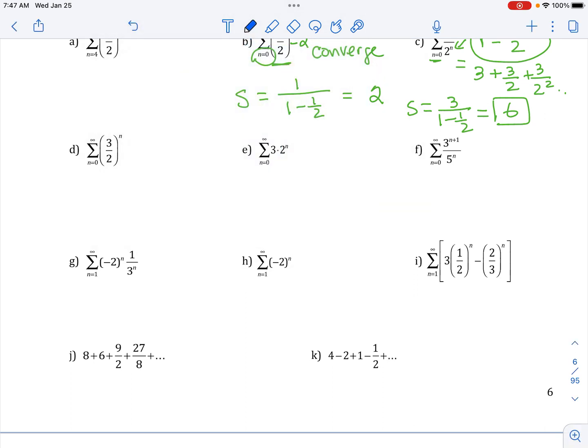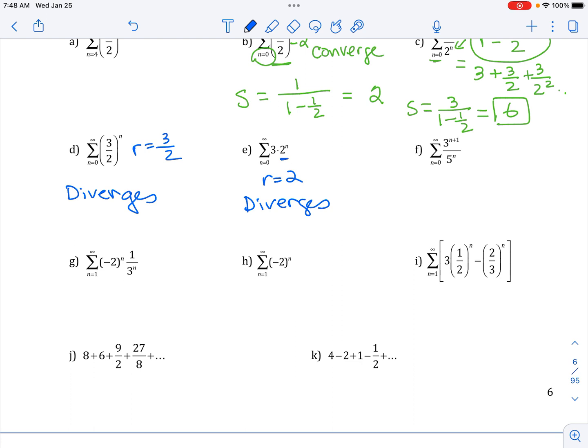Okay, the next one, notice here your R is 3/2. The whole thing is being raised to the nth power. This number is bigger than 1, so these numbers are just going to get bigger and bigger, so there is not going to be a sum. So we just say it diverges. If it diverges, there can't be a sum, so that's it. Here, your R is 2, so again, the absolute value is bigger than 1, so we say this diverges.